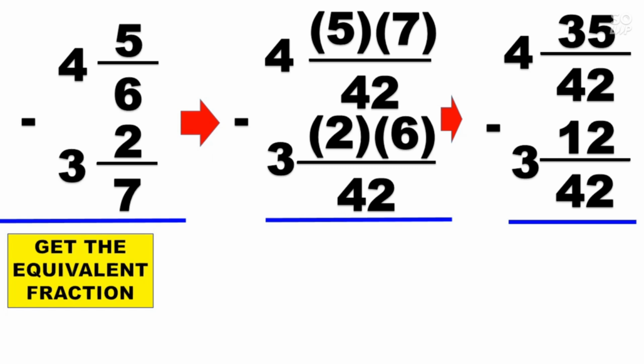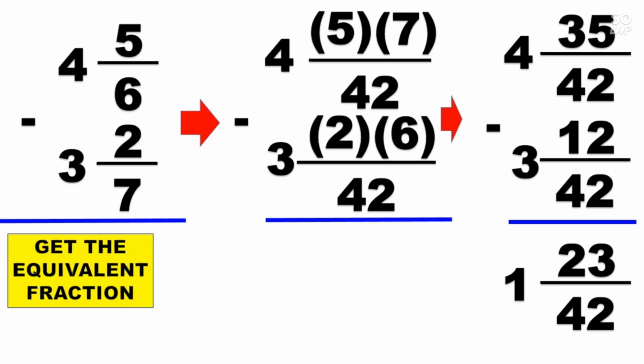And then, the next step is, isusubtract natin yung whole number. 4 minus 3 equals 1. Then, 35 minus 12 is 23. And then, copy the common denominator, 42. Final answer now is 1 and 23 over 42.